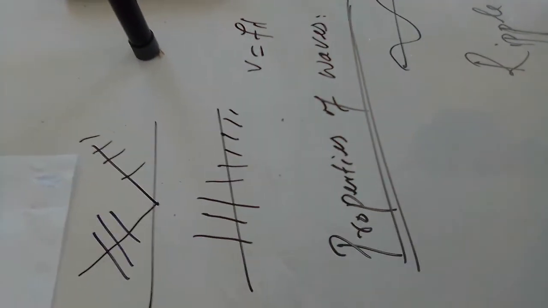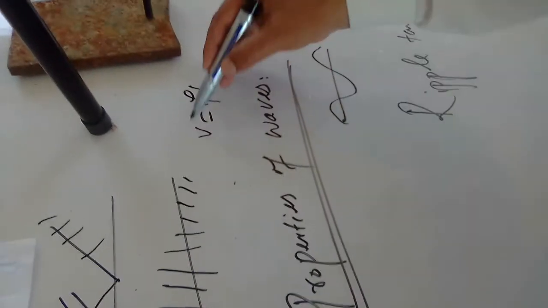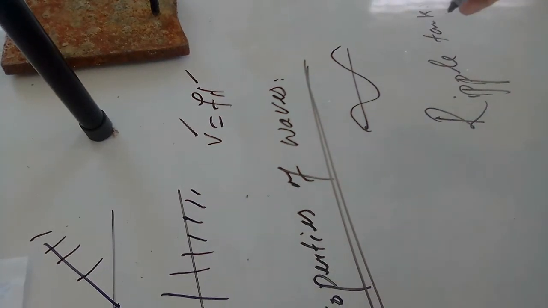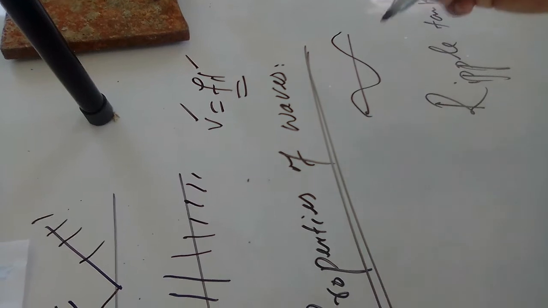As we know that V is equal to f lambda. As V changes with depth of water, so lambda changes also. But the frequency of the wave remains unchanged.